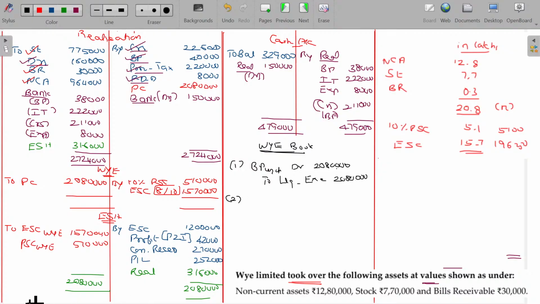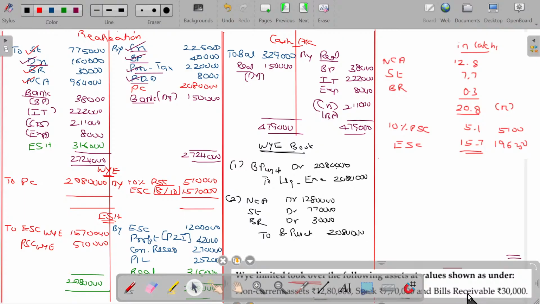Second entry being this business purchase is now replaced with various assets and liabilities taken over. Purchasing company takes over only 3 assets. So those assets are being non-current assets, debit 12 lakhs 8,000, and stock debit 7 lakhs 70,000. BR debit 30,000. To the final payment being the business purchase. I think there is no profit or loss in acquisition. There is no profit or loss in acquisition. Clear?